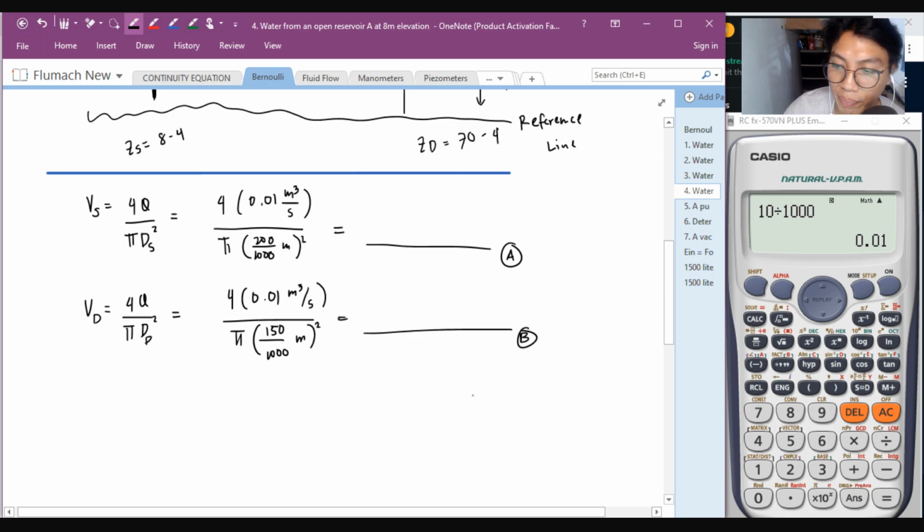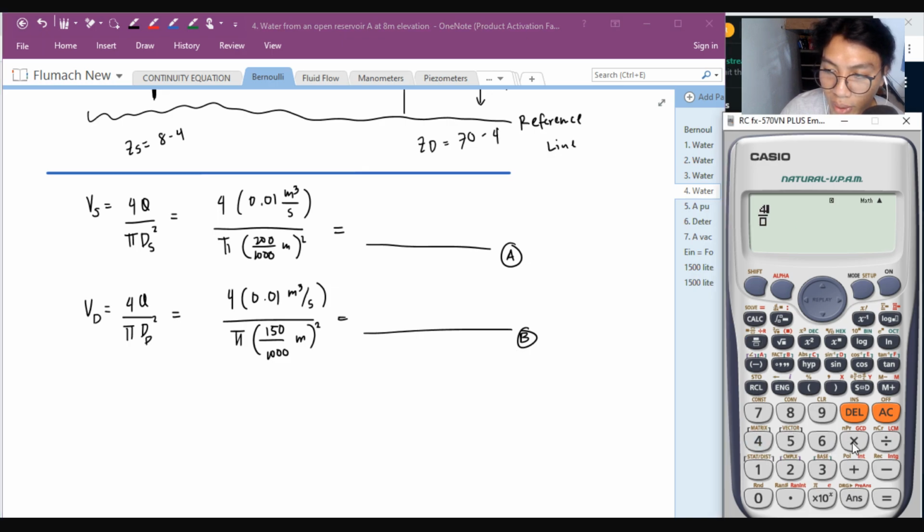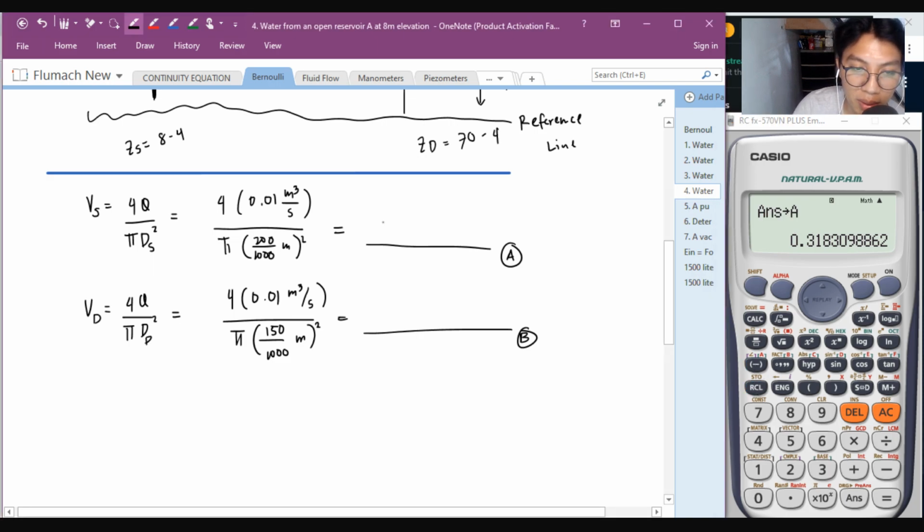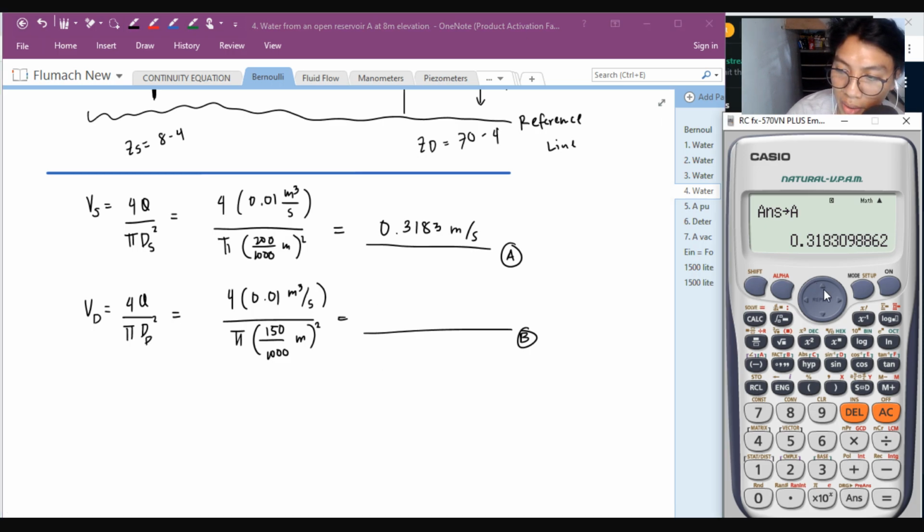Calculate natin. This is 4 times 0.01 divide by pi times 200 divide by 1,000 squared. The value will be stored to letter A. Pagpalagay na lang natin, 4 na decimal units, 3183 meter per second. Okay? Next one. Store natin yung value niya kay A, di ba?